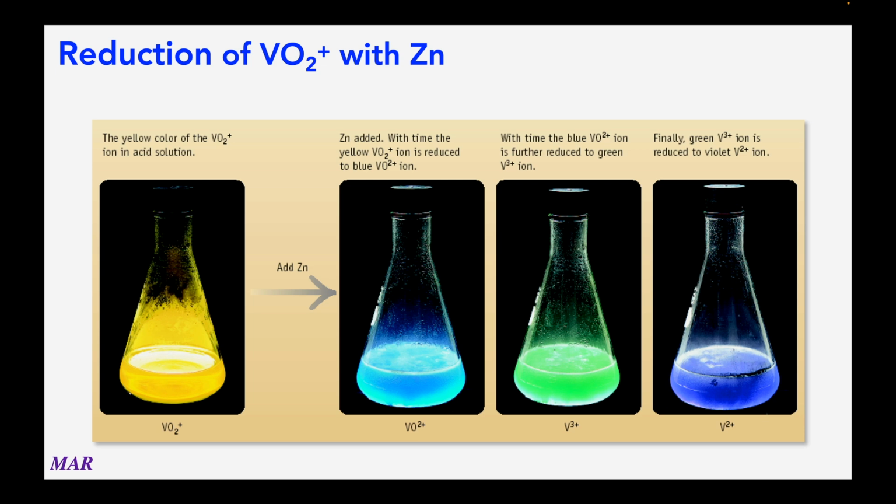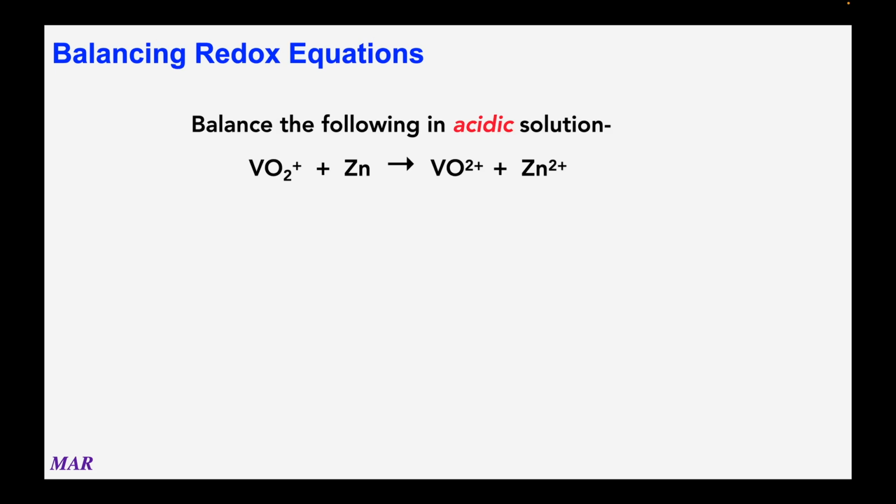So anyway, we're going to use vanadium, not for its color, but for what we can learn about balancing redox reactions. In the second example, we're going to balance this reaction in acidic solution. So let's come back to that in a little bit.